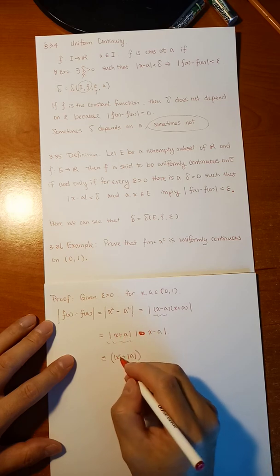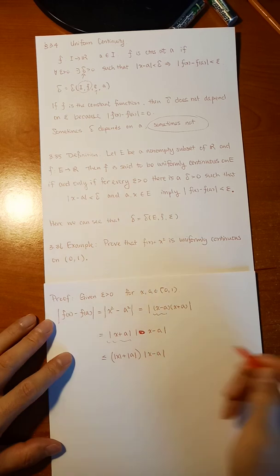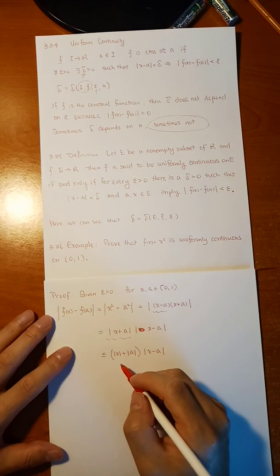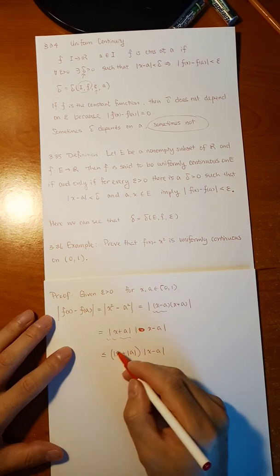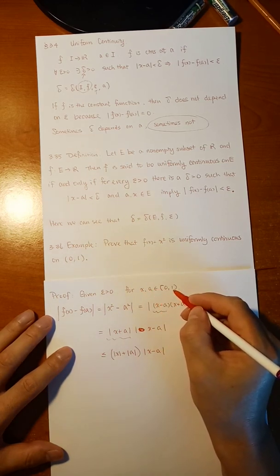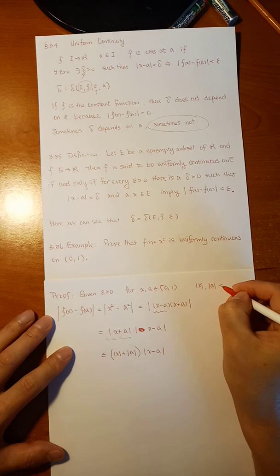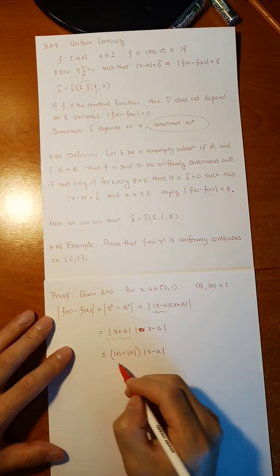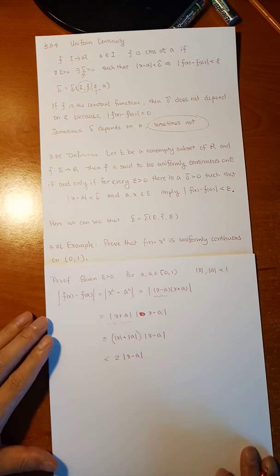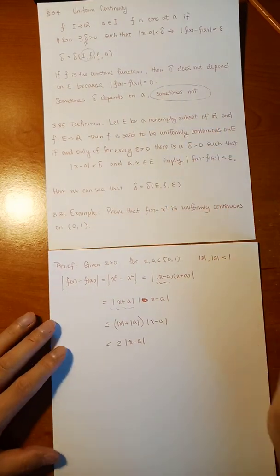Abs value of x plus a is less than or equal to abs value of x plus abs value of a. Right? Okay, in this one, remember, x and a are both in the interval 0, 1. So abs value of x, abs value of a are both less than 1. So this quantity is less than 2. Right? So that totally depends on this observation. It's less than 2.